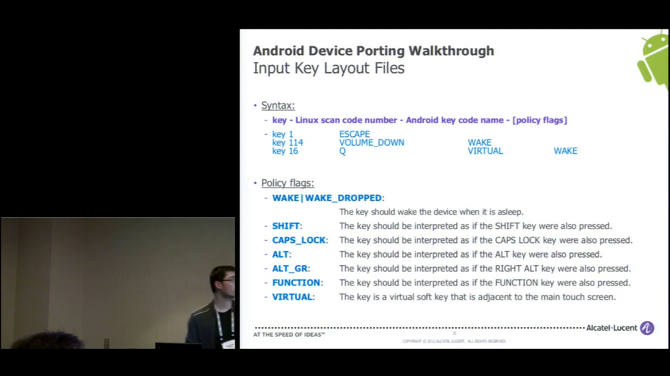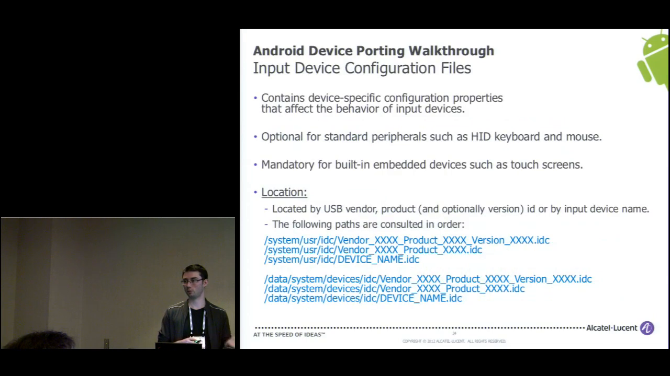So the only thing that you have to do is to put the Linux scan code, and then you put next to that the mapping for the Android key code that you want. Also, you may have some policy flags that you may want to add. So, for example, the WAKE flag, which is described over there, is really important. This just allows Android to wake the system up in case it was in suspend when the key has been pressed.